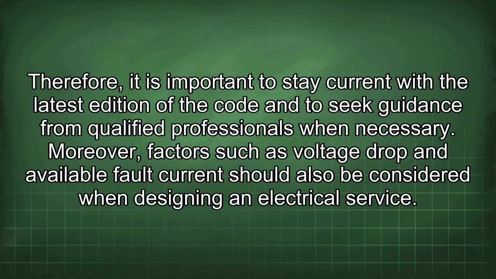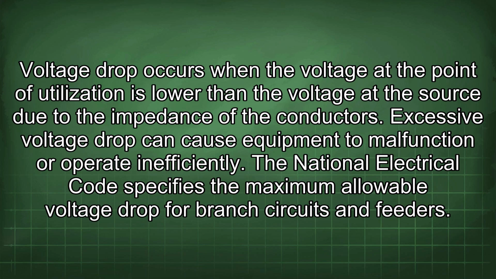Moreover, factors such as voltage drop and available fault current should also be considered when designing an electrical service. Voltage drop occurs when the voltage at the point of utilization is lower than the voltage at the source due to the impedance of the conductors. Excessive voltage drop can cause equipment to malfunction or operate inefficiently. The National Electrical Code specifies the maximum allowable voltage drop for branch circuits and feeders.